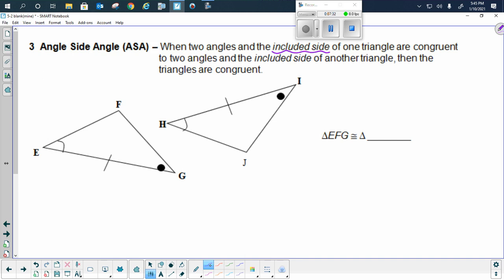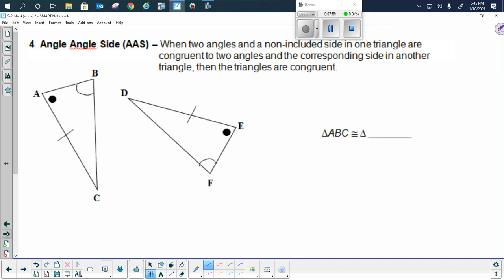So notice E is at the single mark. So I'm going to go to H. F has no marking, so I'm going to go to J that has no marking for the angle. And G has the dot, so I'll go to I, which has the dot. There you go. You are just going based on the symbols. H, J, I.